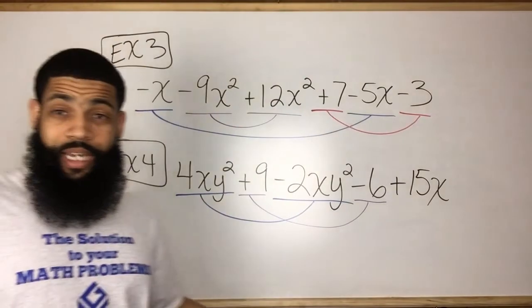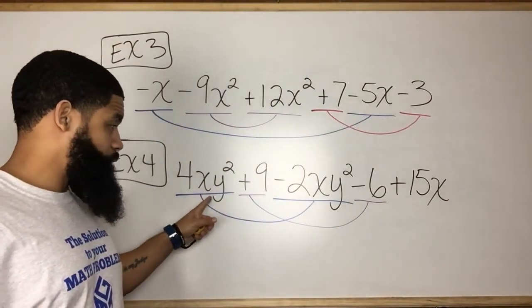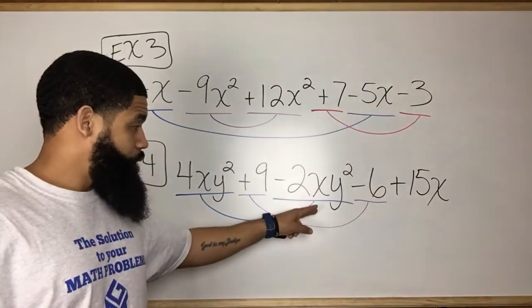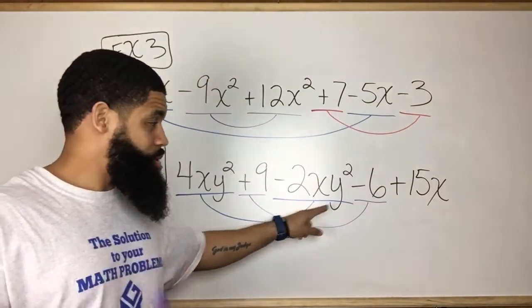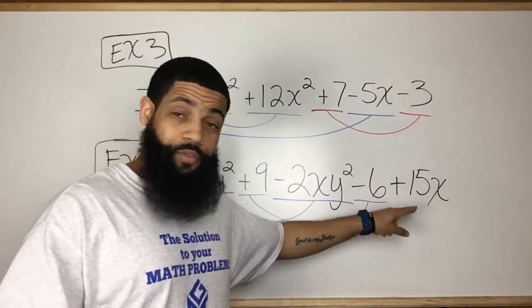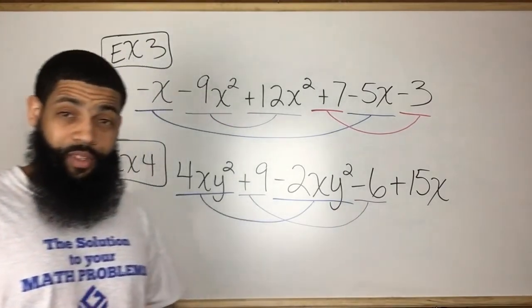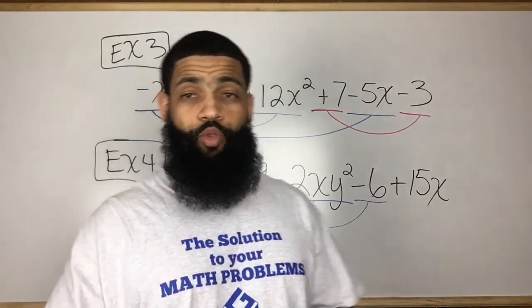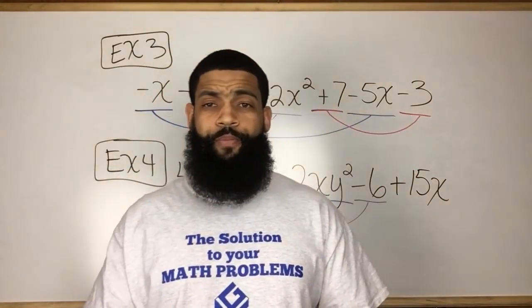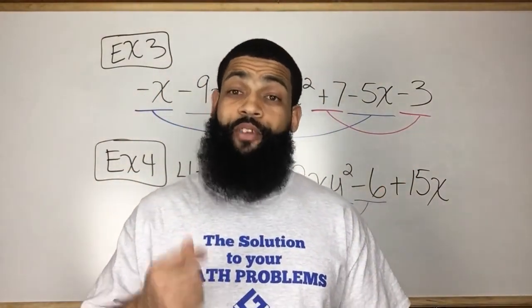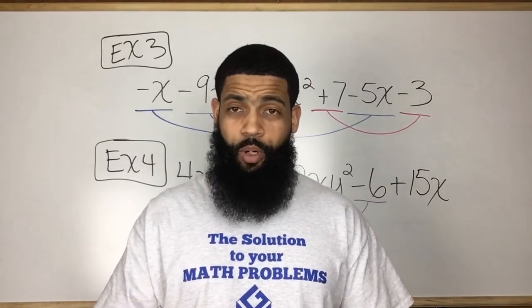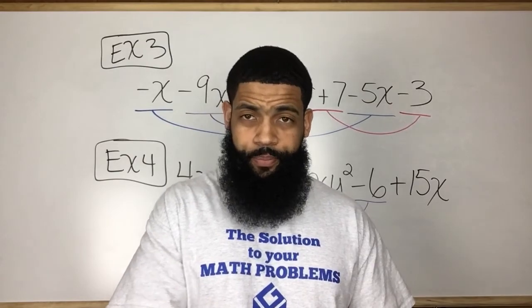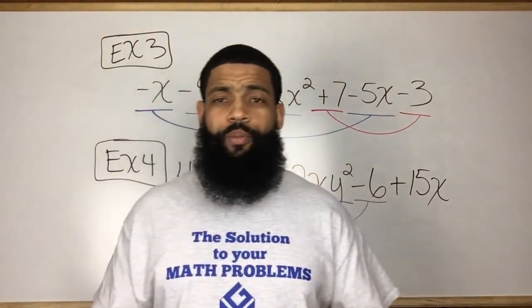Once again, if we wanted to count these terms, 4xy squared, that's 1. 9, that's the second term. 2xy squared, that's the third term. 6 is a term, that's the fourth term. And then 15x is a fifth term, okay? So that is how you identify like terms. Remember, please do not forget, they have to have the same variable and the same exponent, or it has to be a number without a variable, okay?